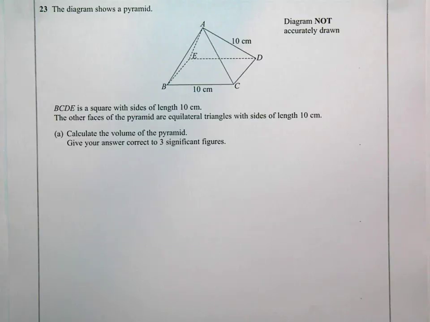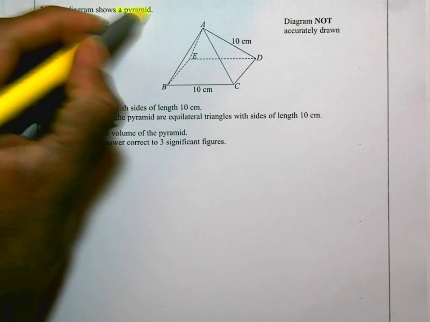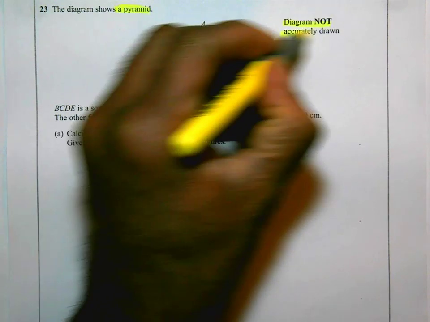This is question 23 on the higher calculator paper. Let's read the question first. The diagram shows a pyramid and it's not drawn accurately, so I can't measure anything from it.